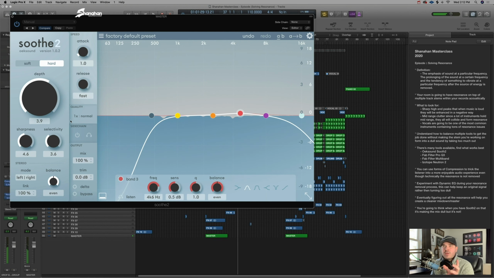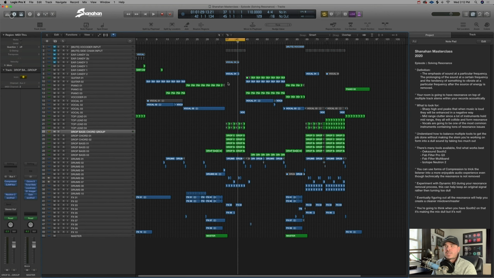So the only frequency problem and resonant issue I'm having right now on the master channel is this vocal right there that we didn't even put Soothe on. Once we put Soothe on there, we do the same exact thing we did to these two stems. That'll take out my resonant issues on the master. Problem solved, guys.